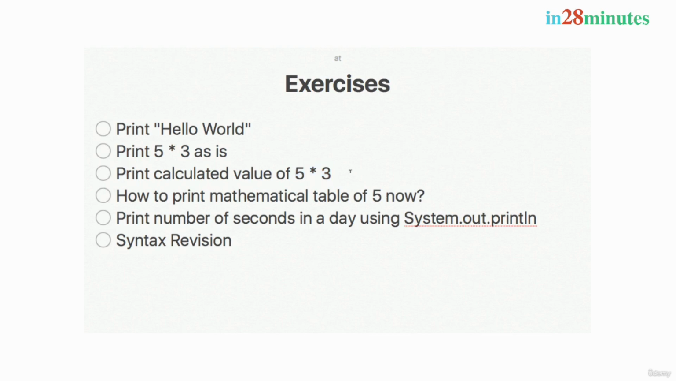Having done all these, now you can think about how to print the entire mathematical table of 5. In the previous step, we saw how to print something to the output. If you have to do the entire mathematical table of 5 right now, how would you do that? The next one is to print the number of seconds in a day using system.out.println. And the last exercise is to revise the syntax.